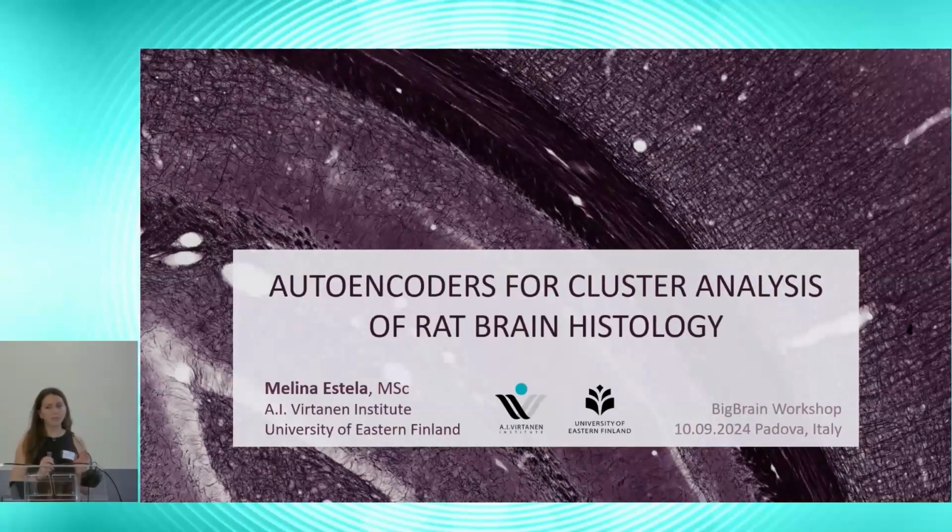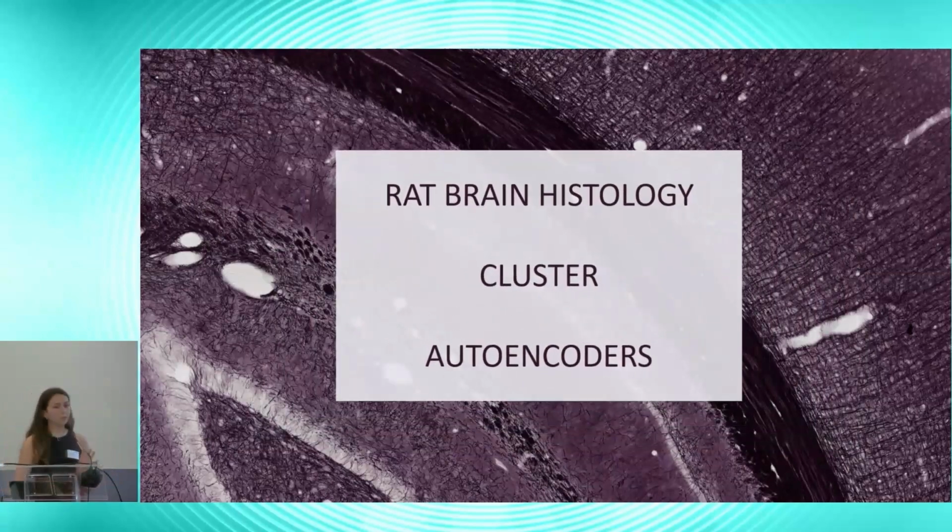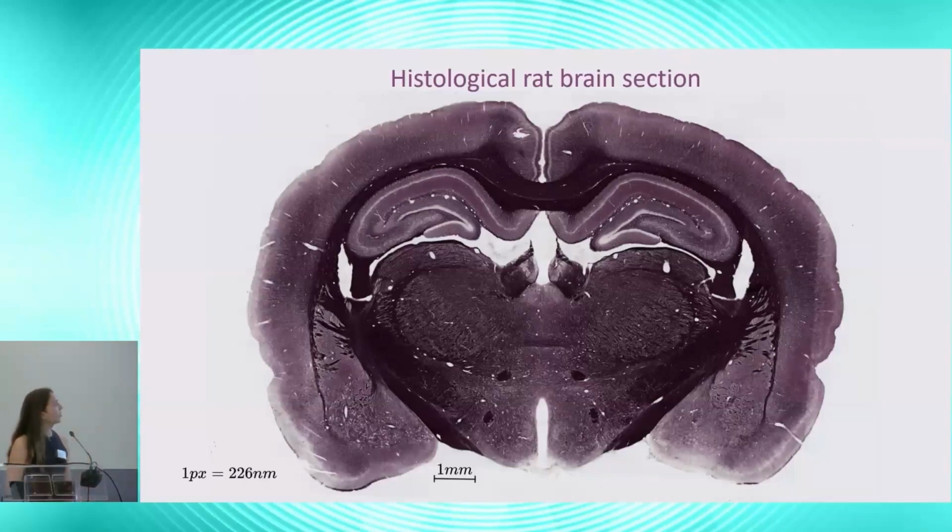Just for you to know, this is a part of a broader project including different modalities, but I will stay with my part today. So let's break this title into the three key parts, which are the data that we have, rat brain histological images. What we want to do is to cluster or to classify tissue from those images, and the main method we propose are autoencoders.